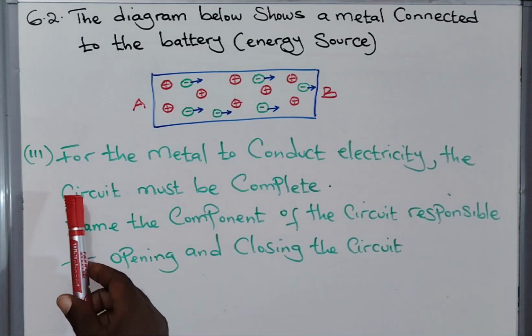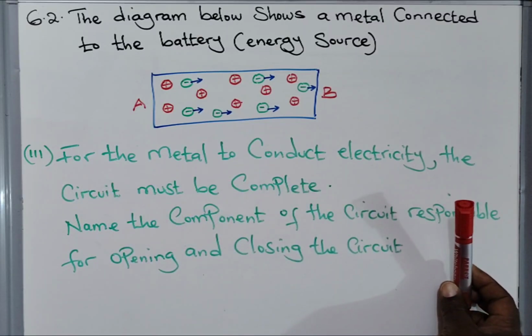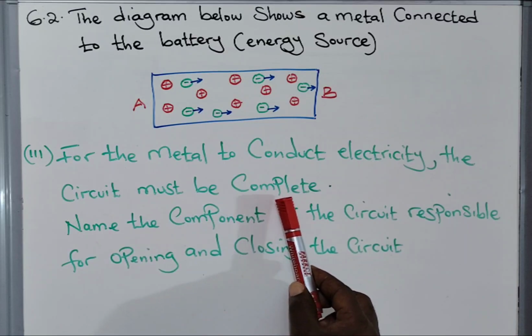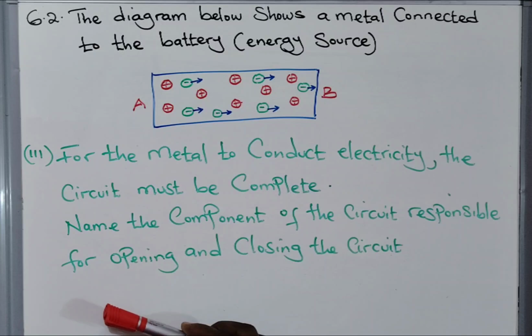Then we come to this question. It says that for the metal to conduct electricity, the circuit must be complete. Okay, name the component of the circuit responsible for opening and closing of the circuit. Yes, what component of the circuit does that? It opens and closes the circuit. Actually, it completes the circuit. The component is called a switch.